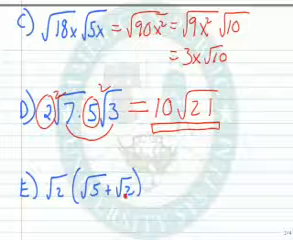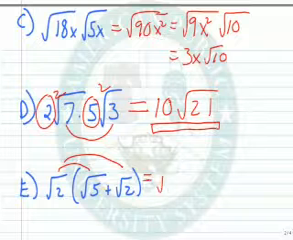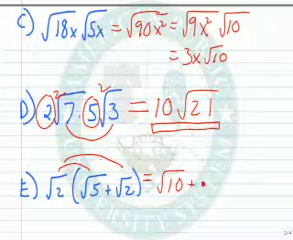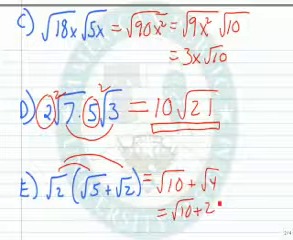What happens if we have a binomial? We use the distributive property like before. The square root of 2 times the square root of 5 equals the square root of 10. The square root of 2 times the square root of 2 is the square root of 4. So we have the square root of 10, but the square root of 4 is 2.